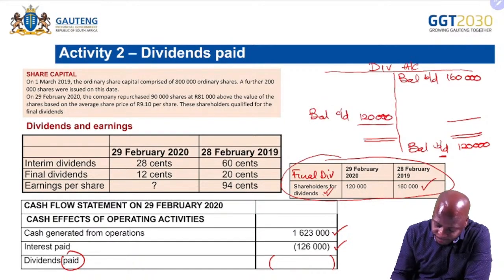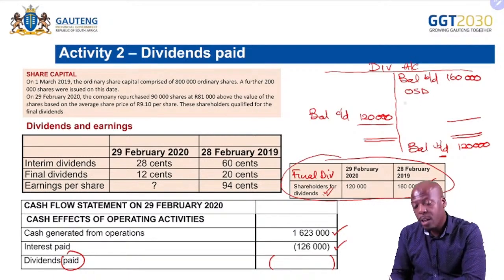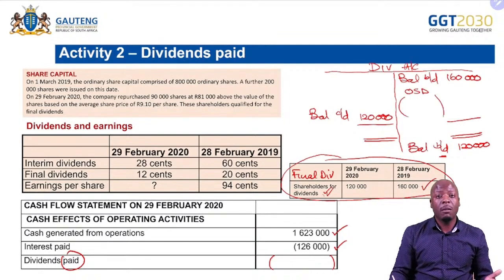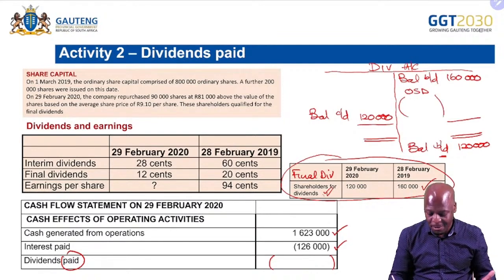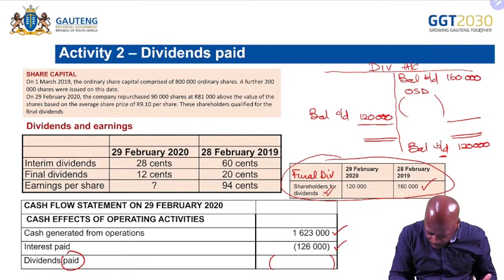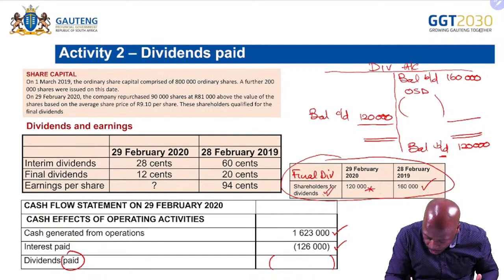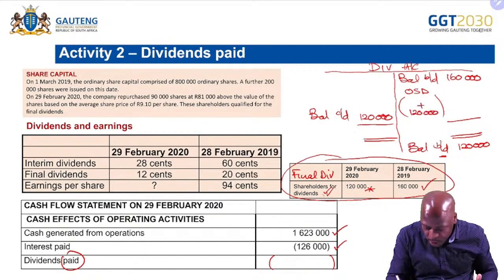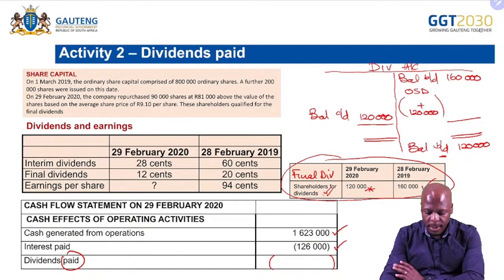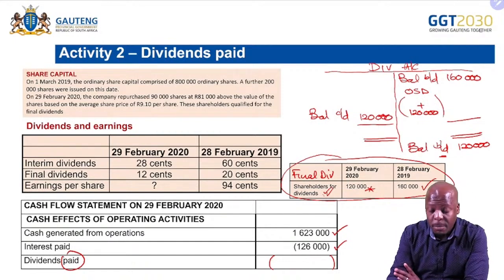I'm then going to come here, I'm going to say I need what? Ordinary share dividends. Ordinary share dividends is made up of two. Number one, interim and final. I already have the final, the 120. So I'm going to have my 120,000 here. So the only thing I need now is my interim dividends.